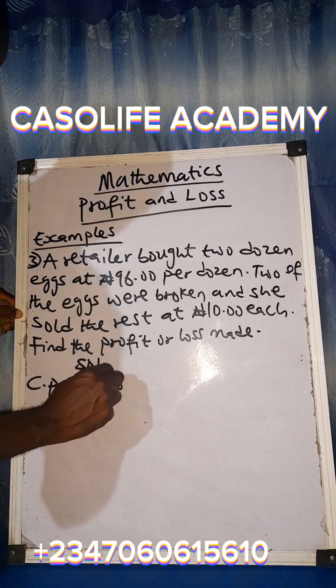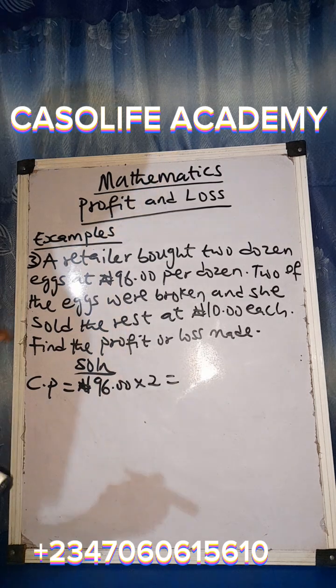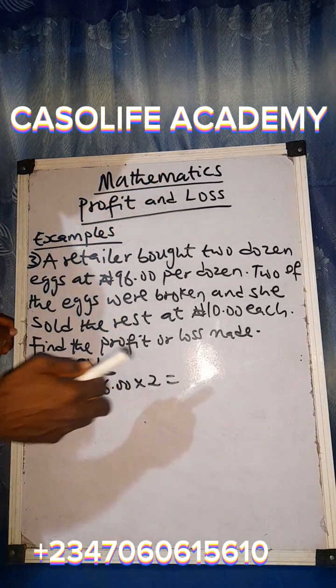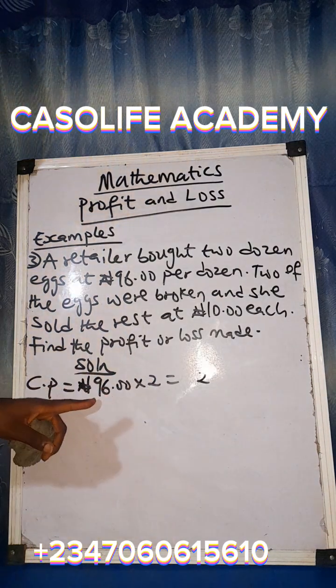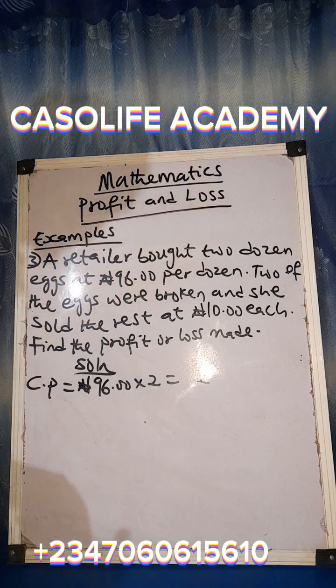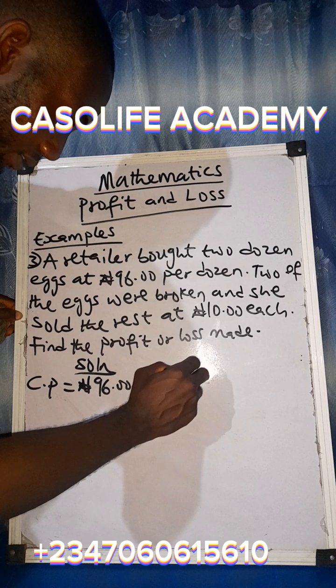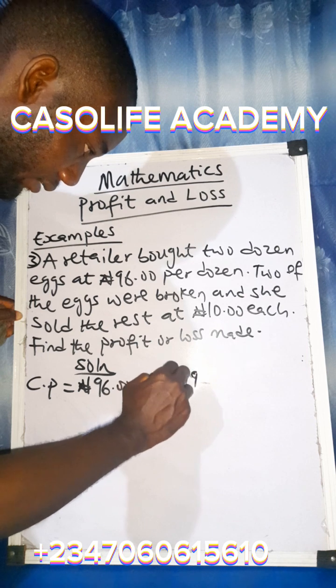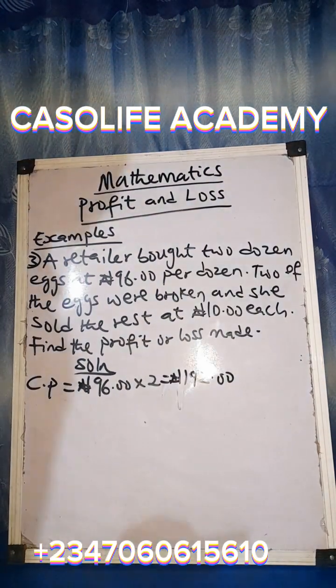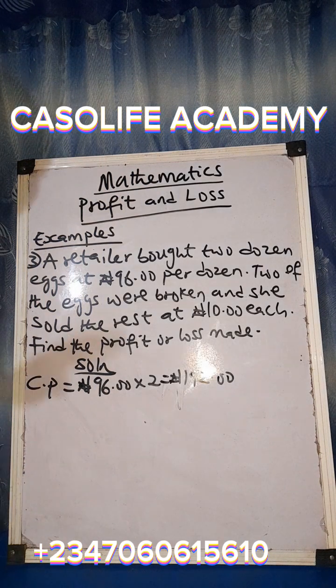96 naira times 2, which is 2 times 6 is 12. We write 2, carry 1. 2 times 9 is 18. 18 plus 1 is 19. So we have 192 naira. So 192 naira is the total money she paid for the 2 dozens.